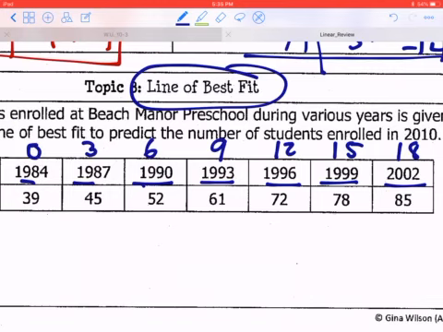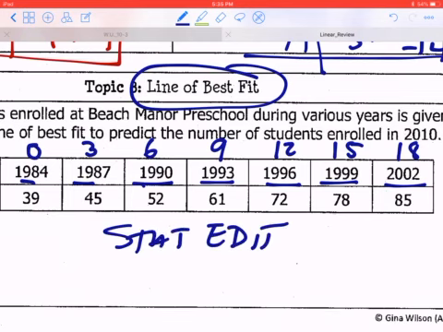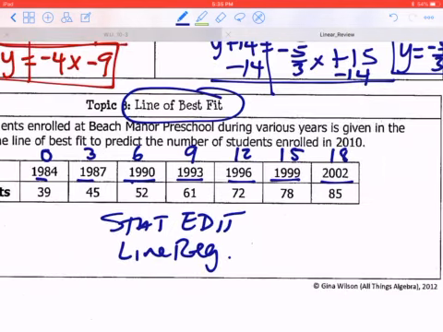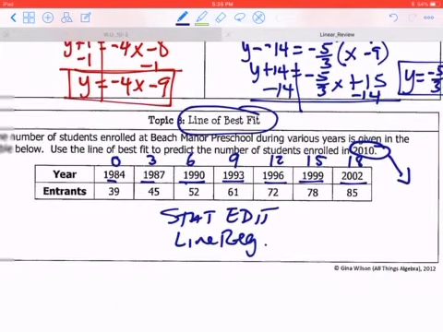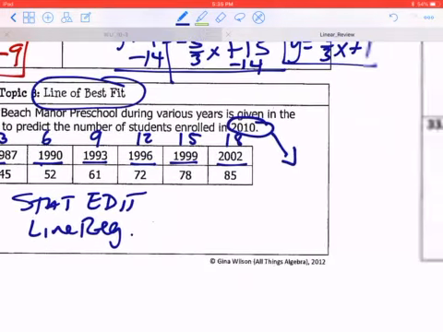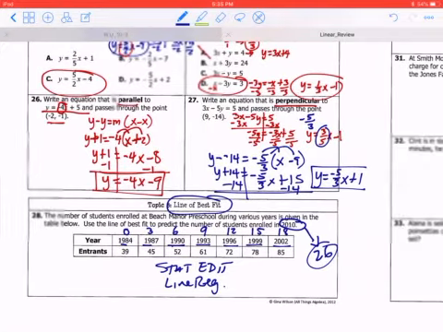The reason we call 1984 the 0 is because that's the beginning. So we put that in our stat edit. And then we do a line regression. And we will be able to find out what it is in 2010. Now 2010 is 26 years away from the beginning. Alright, again, pause that and rewind it if you need to.